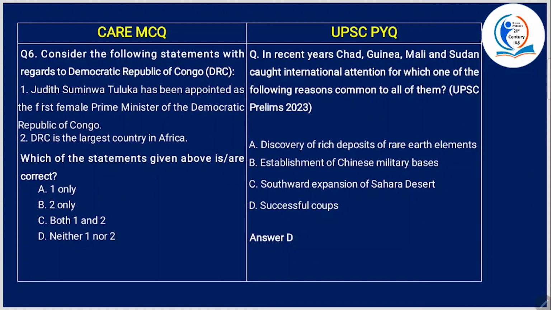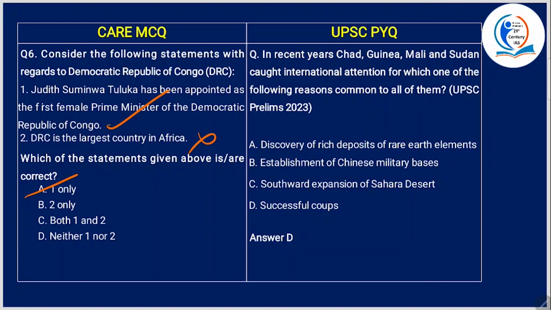Consider the following statements with regards to Democratic Republic of Congo. Judith Suminwa Tuluka has been appointed as the first female Prime Minister of the Democratic Republic of Congo. Yes, this is right. DRC is the largest country in Africa. No, it is the second largest. The largest is Algeria. So this one is wrong. Which of the statements given above is correct? The first statement is right.